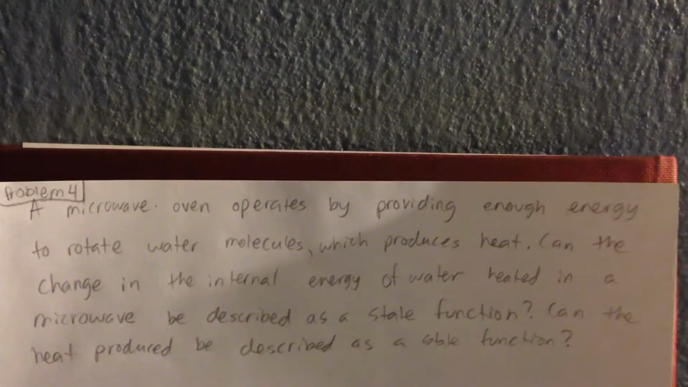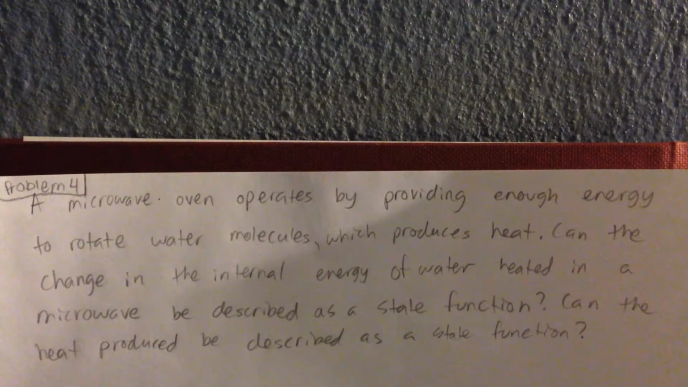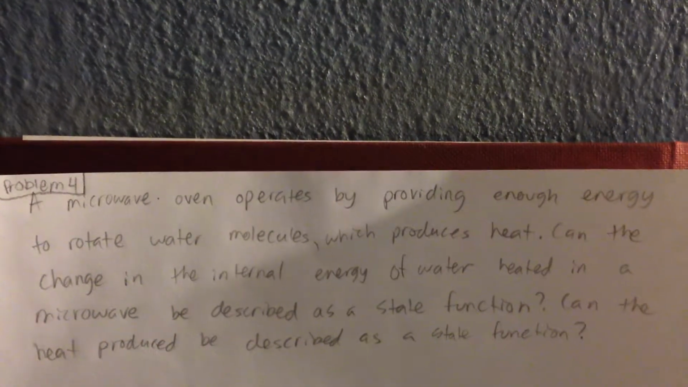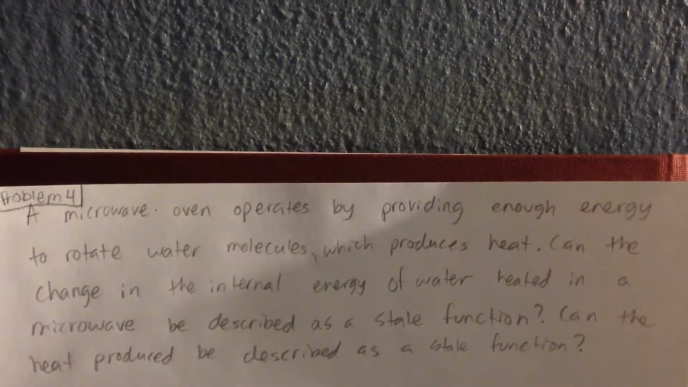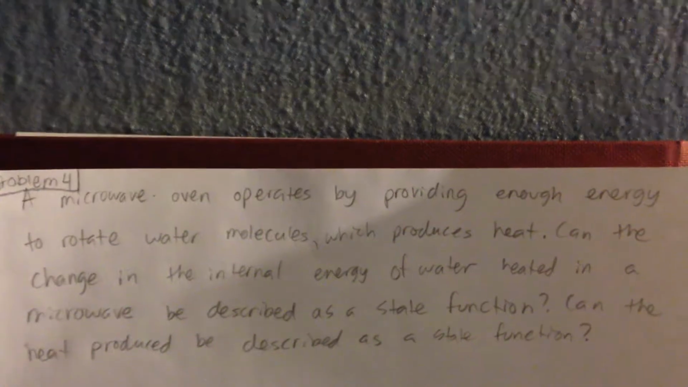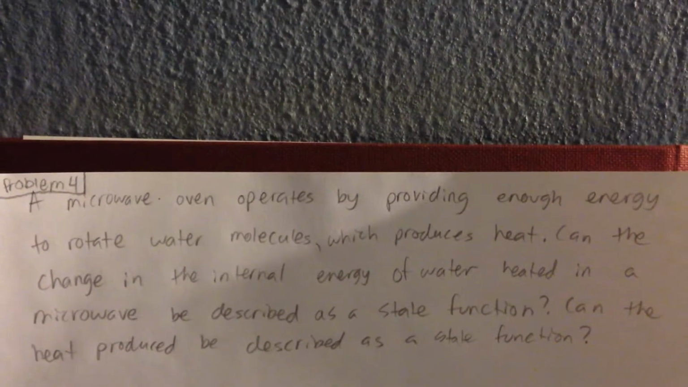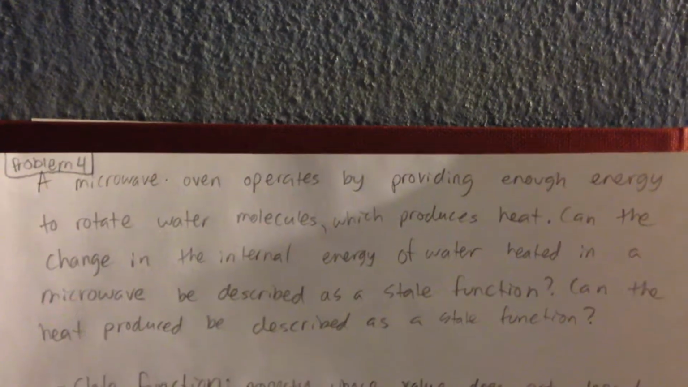It's conceptual. So it says a microwave oven operates by providing enough energy to rotate water molecules, which produces heat. Can the change in internal energy of water heated in a microwave be described as a state function? Can the heat produced be described as a state function? And well, what is a state function? This would be the first question one may ask.